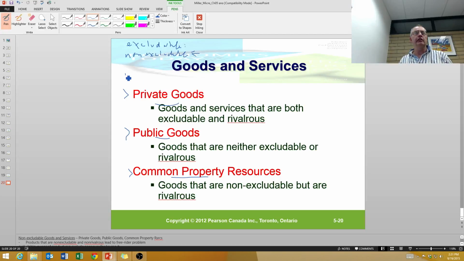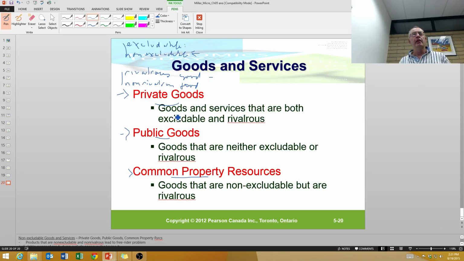And then they introduce the concept of rivalrous goods, which really means a zero sum. If one person consumes something, then the product is no longer available for consumption by another person. But we also have the concept of non-rivalrous goods, which means that more than one person can consume the good at the same time.